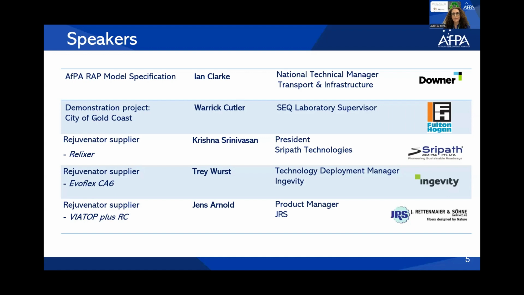So here are the speakers for today. We're going to start with Ian Clark, and Ian will give us an overview of the AfPA RAP model specification. Then I'll hand over to Warwick Cutler, who is with Fulton Hogan, and we will talk about the demonstration project and findings and the testing that has been done. After Warwick, we will have three pre-recorded presentations from the rejuvenator suppliers. And I'm going to go through the details and introduce the speakers shortly.